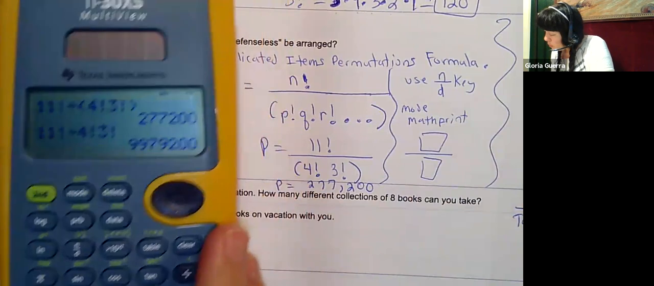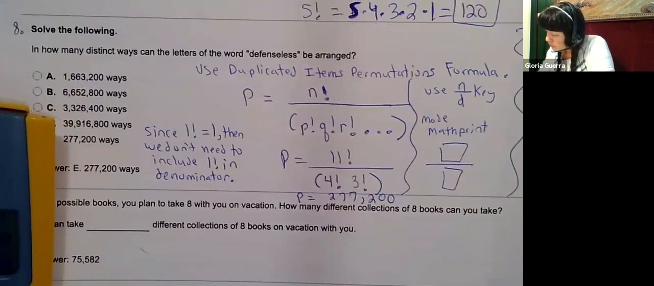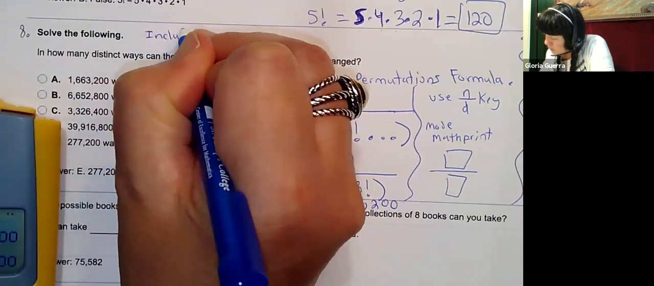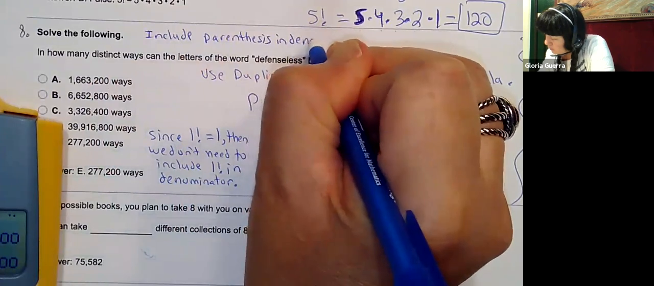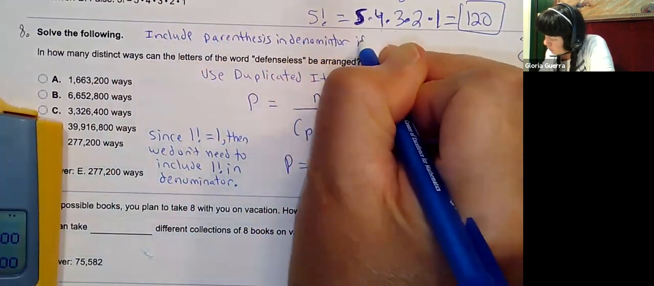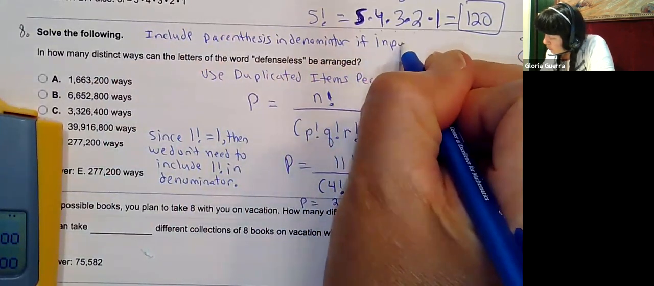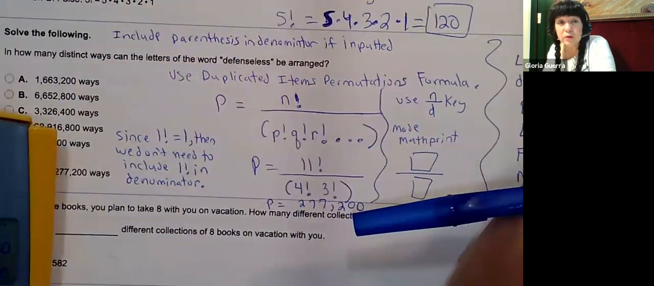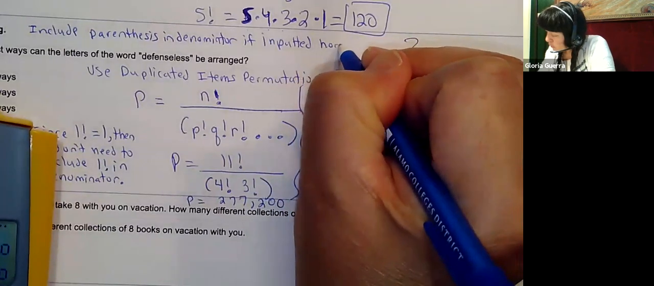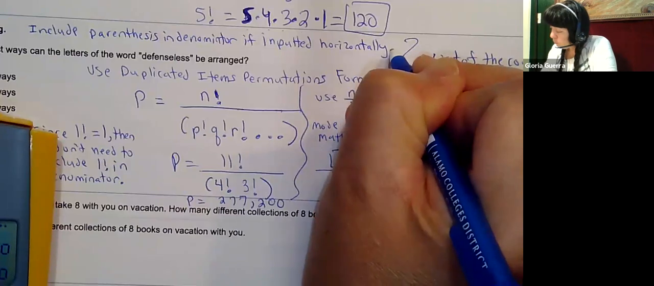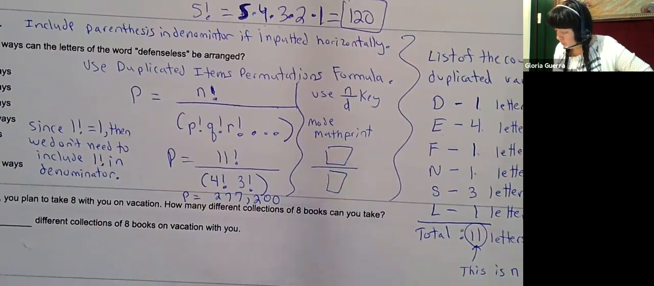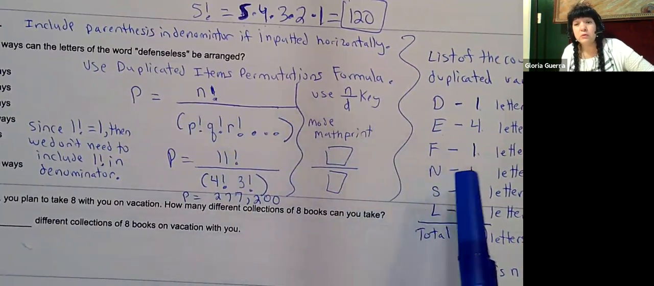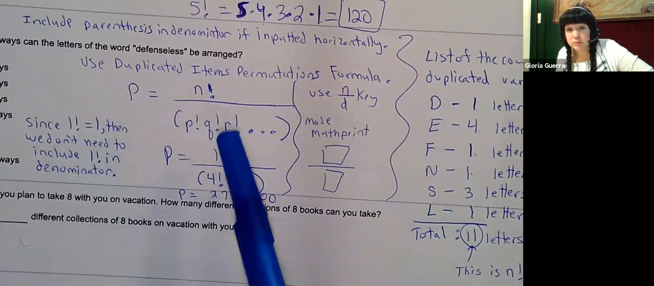And if you don't use that key, I can say here, include parentheses in denominator if inputted, like if you type it into the calculator, if input horizontally. But if you make use of this key, then you saw how I didn't have to put the parentheses in them, okay? All right. So remember how to show your work on that. You keep track of your lists, your formula, your substitutions, okay?